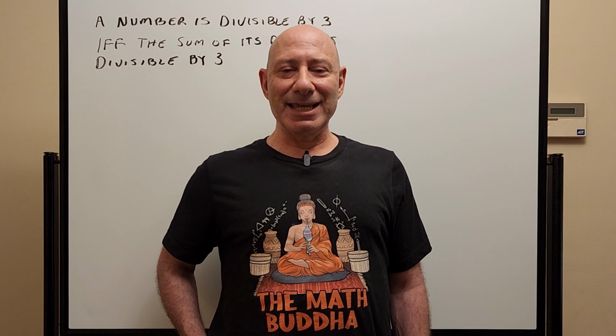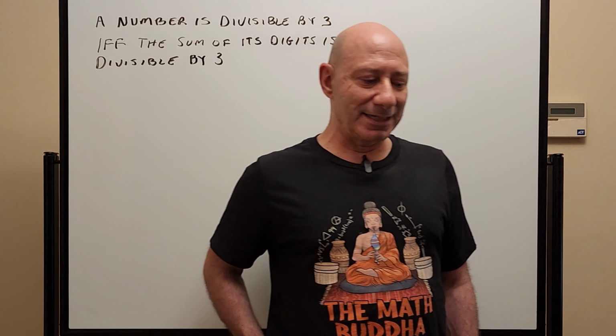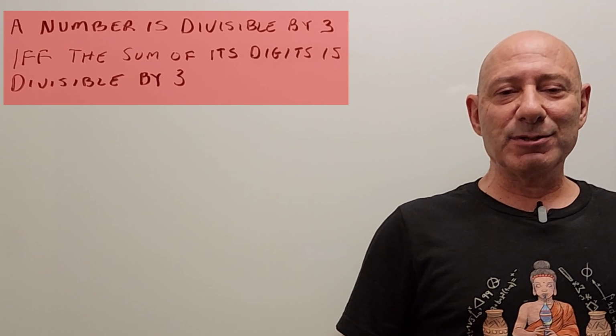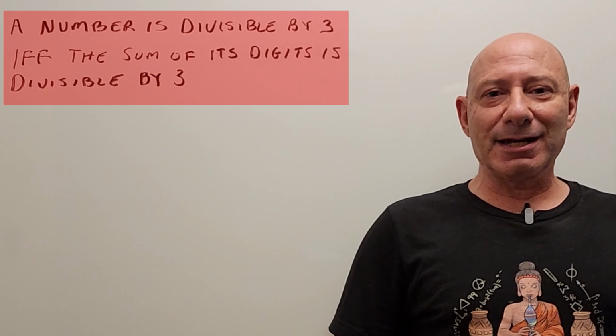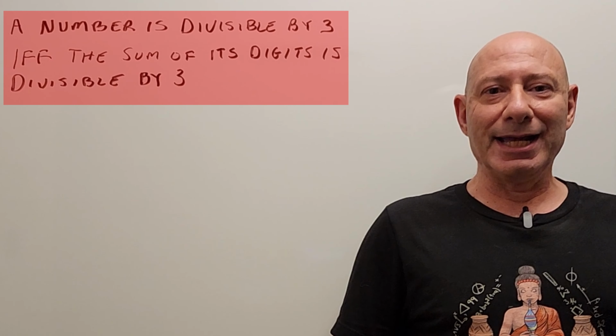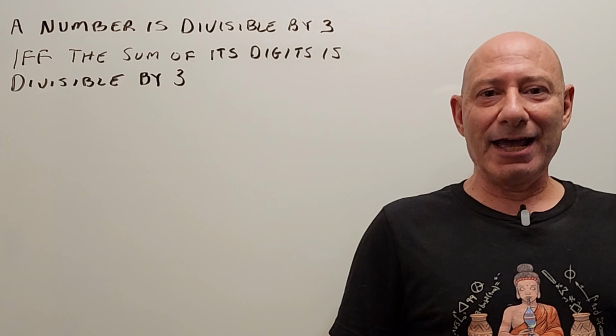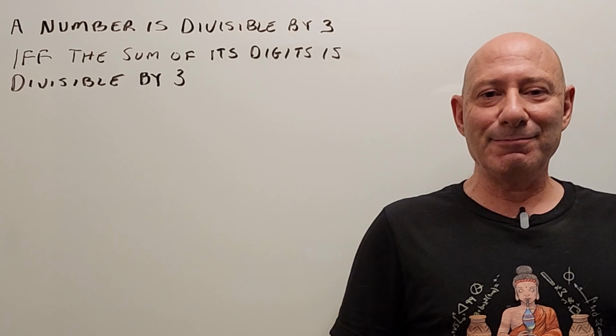So now it's time to take a look at the problem that we all came to see. A number is divisible by 3 if and only if the sum of its digits is divisible by 3. How do we use modular math to prove that? Well, the first thing we have to do is rewrite this statement.